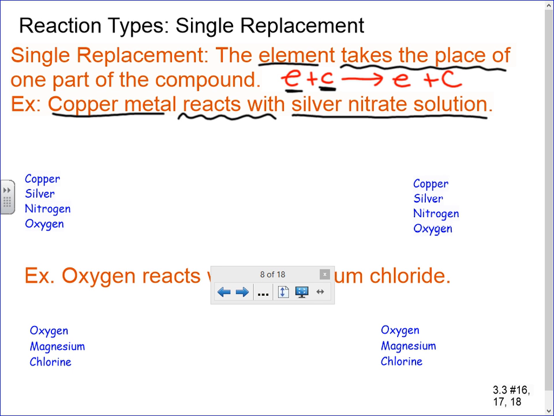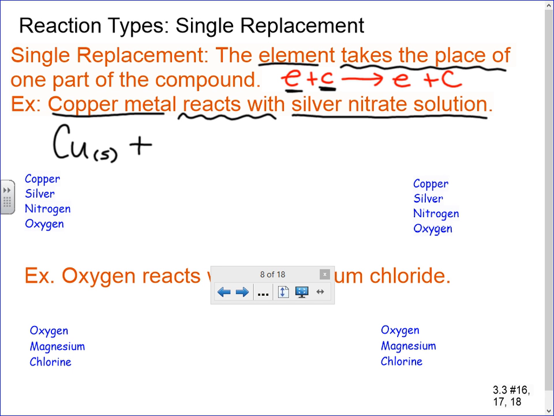Copper metal is Cu solid. I know that it's solid because it's all by itself, and according to my periodic table, it is a solid. The fact that we use the word metal would also be an indicator that we're talking about something that's solid. It reacts with something, so I'm going to put a plus. Remember, that means that I can put different coefficients on each of them. And I'm going to have silver nitrate solution.